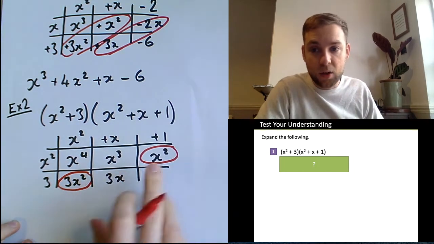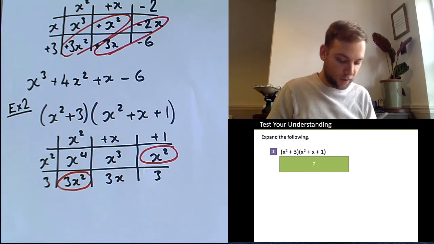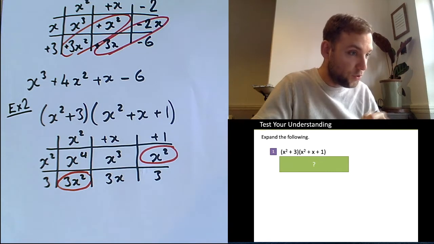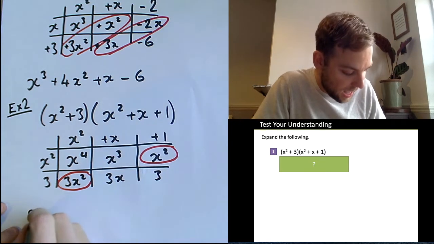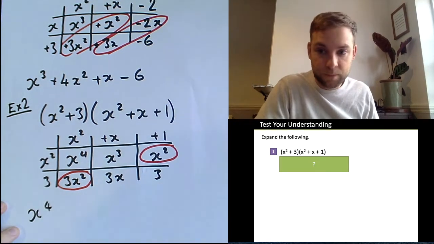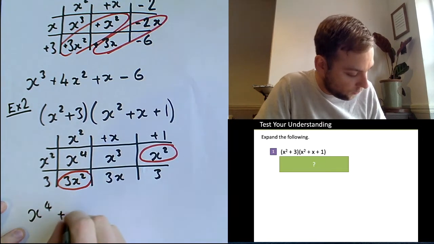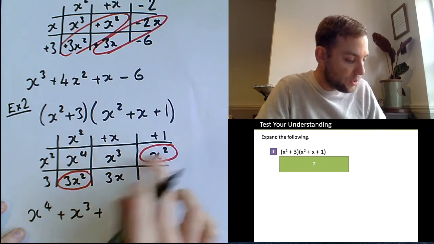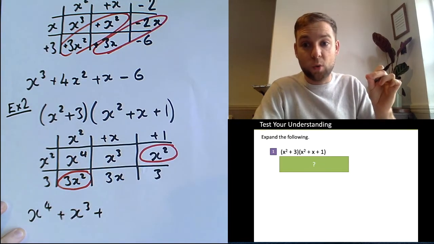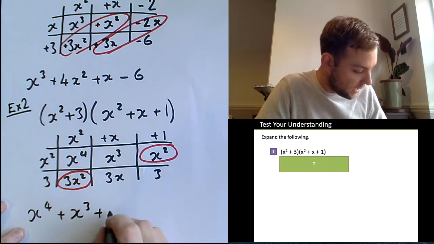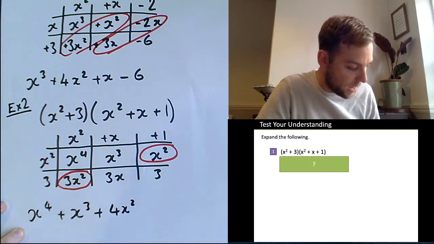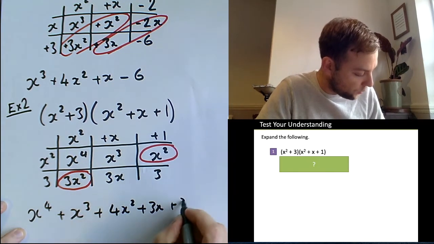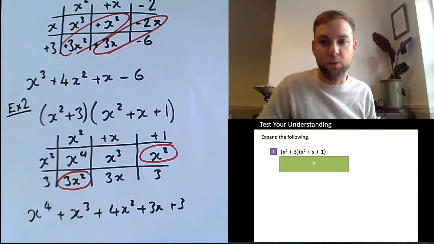3x squared plus x squared is going to be 4x squared, but I'm going to come back to that in a second because I do want it in order. So the first one here is x to the 4, plus x to the 3, perfect, plus these are the 2 I'm bringing together, 3x squared plus another x squared is equal to 4x squared, plus 3x squared, plus the 3. It's always worth having it in that order.